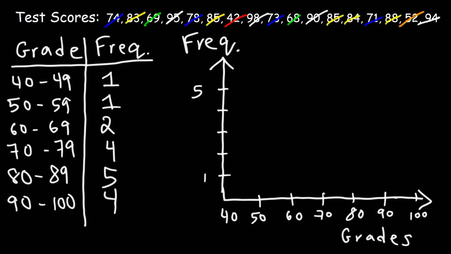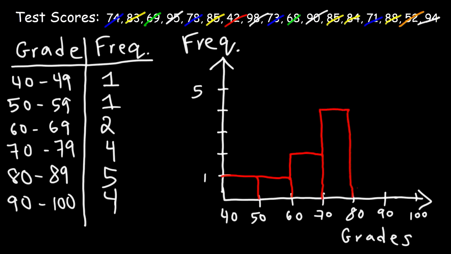So let's plot the first one. Let's create a bar that goes up to 1. So between 40 and 50, the frequency is only 1. Now between 50 and 59, the frequency is still 1. And between 60 and 69, it goes up to 2. So this one's going to be a little bit taller. And then from 70 to 80, it goes up to 4.